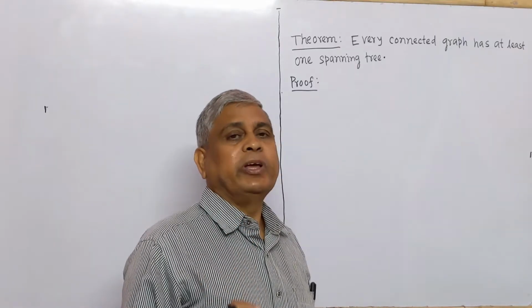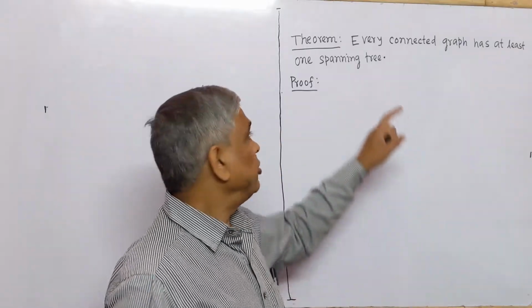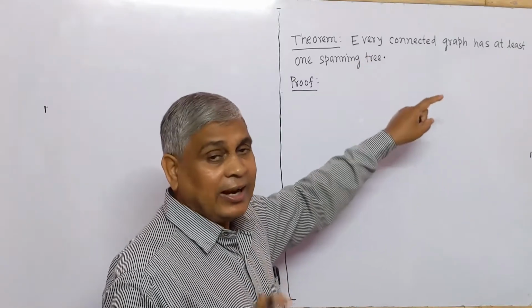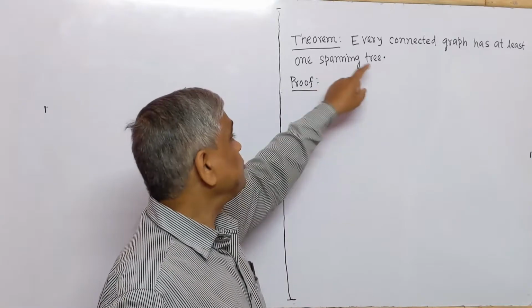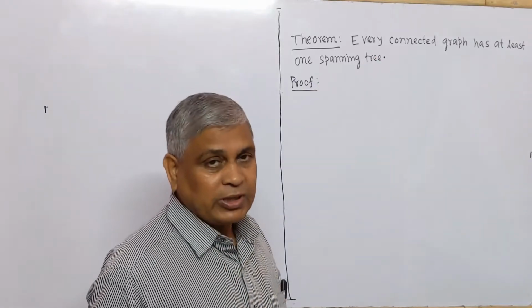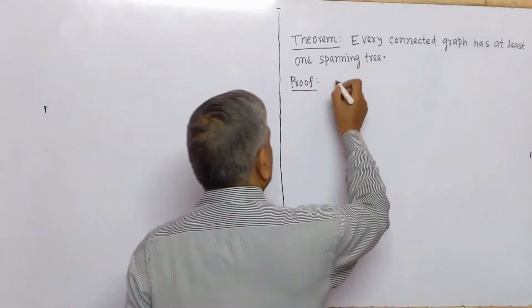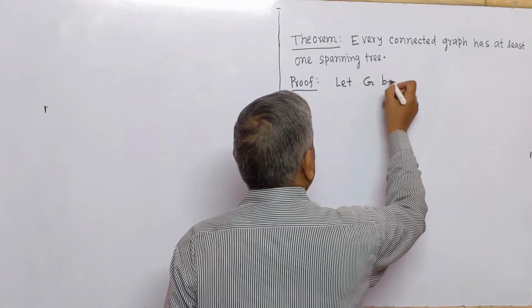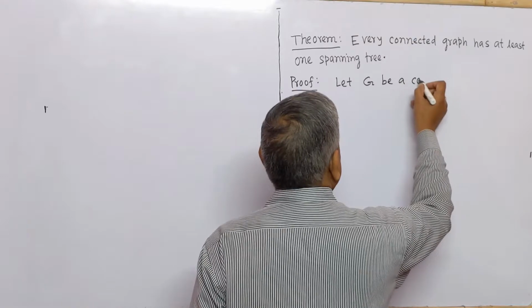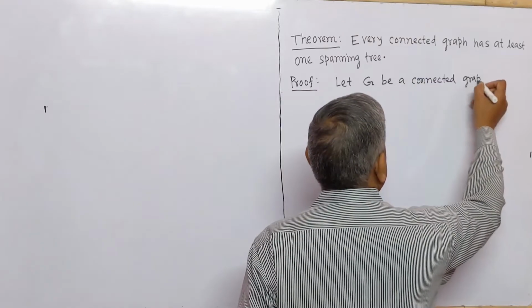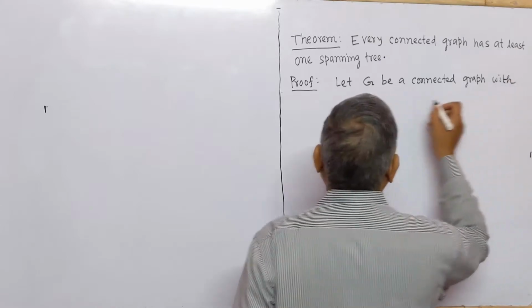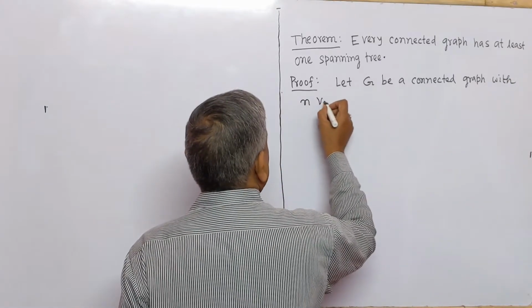Now we prove a theorem. Theorem is every connected graph has at least one spanning tree. Now we prove this. Let G be a connected graph with n vertices.